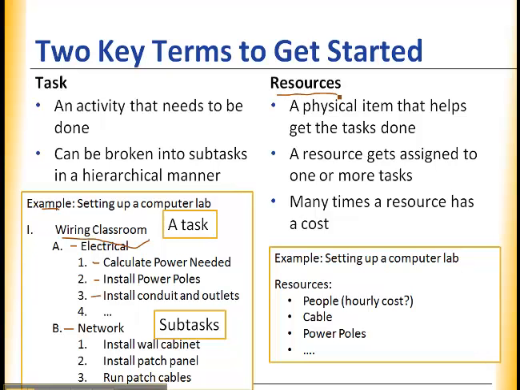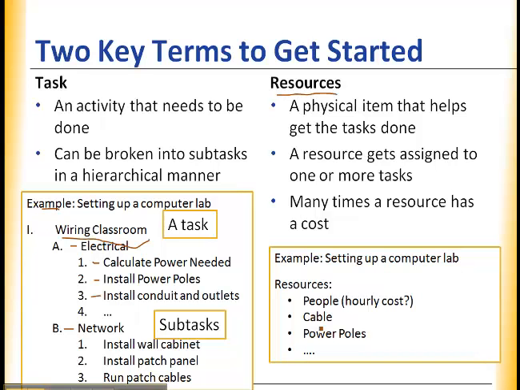So while you're wiring a classroom, if you're going to use 2 electricians to do that, then you could have 2 different resources assigned to the one task. Many times a resource has a cost. So if we know we're going to install the power poles, and we have 2 electricians working on it, and we have a time estimate, we can now start estimating the cost of that portion of the project.